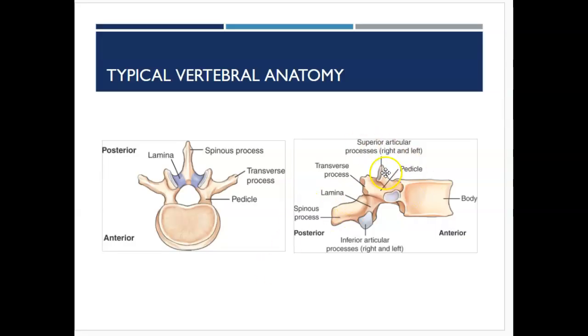So we can see this definitely on the lateral side. So here's the superior and here's the inferior, and remember we have 1 on each side, so that creates 4.